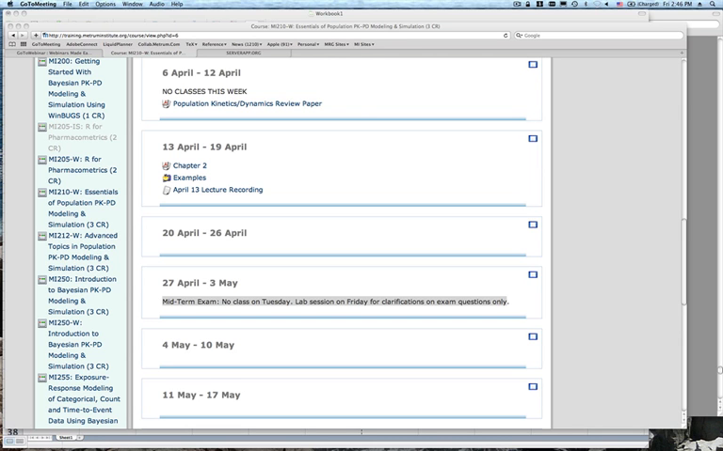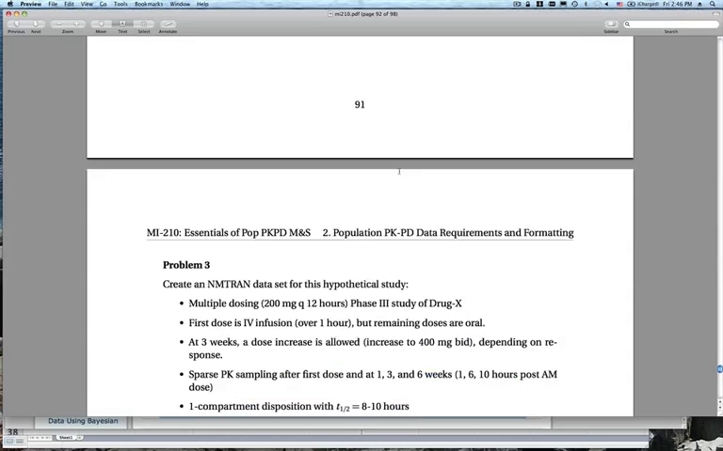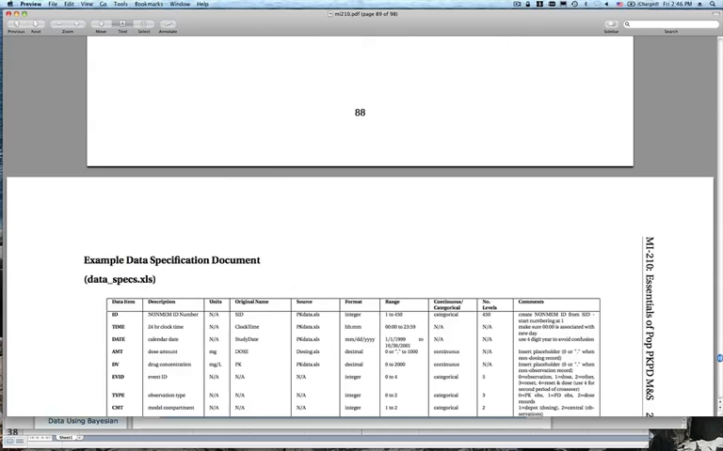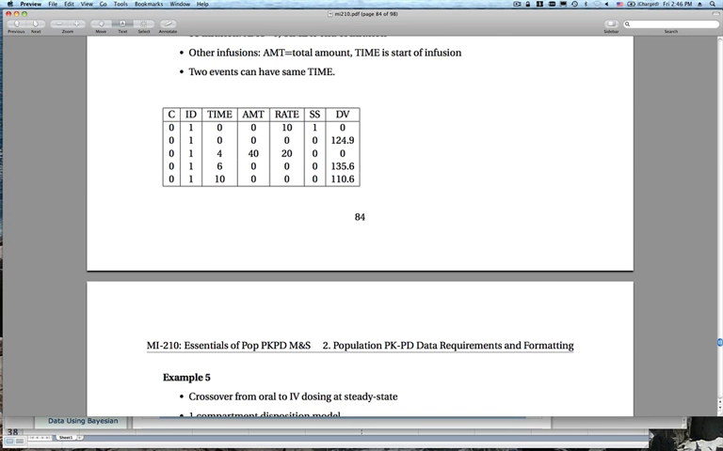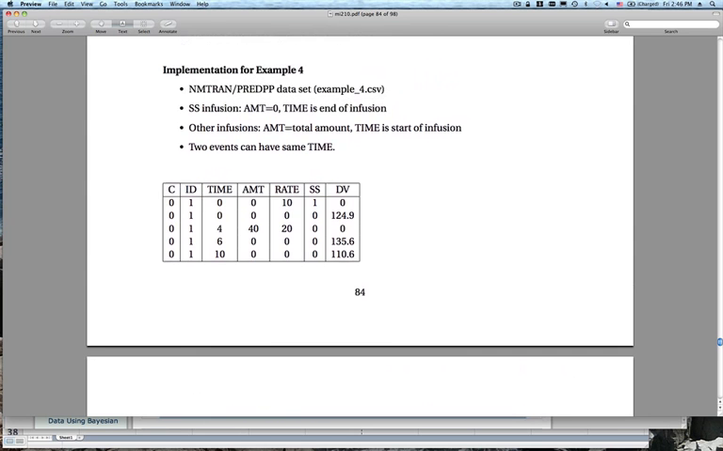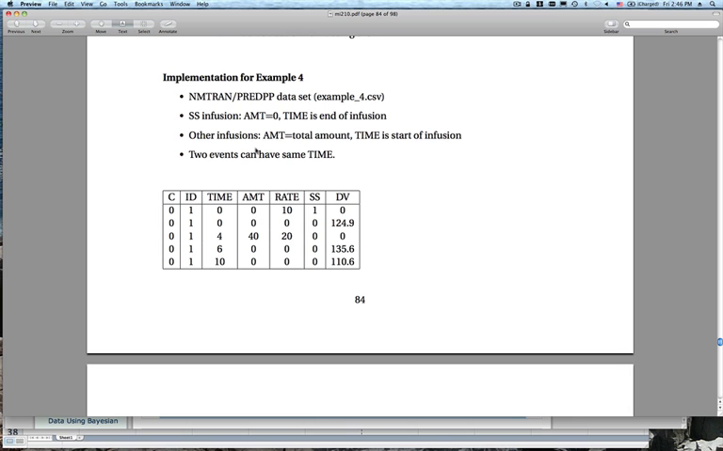Okay, so one of them is why in example 4 in chapter 2 is the first record amount equal to 0. So let me pull that one up. Right here. Remember that we said this is a steady state infusion. It's a constant rate infusion. So really, we don't know how long this individual's been on that. We just know that they've been on long enough to be at steady state. So the amount is sort of unimportant here.